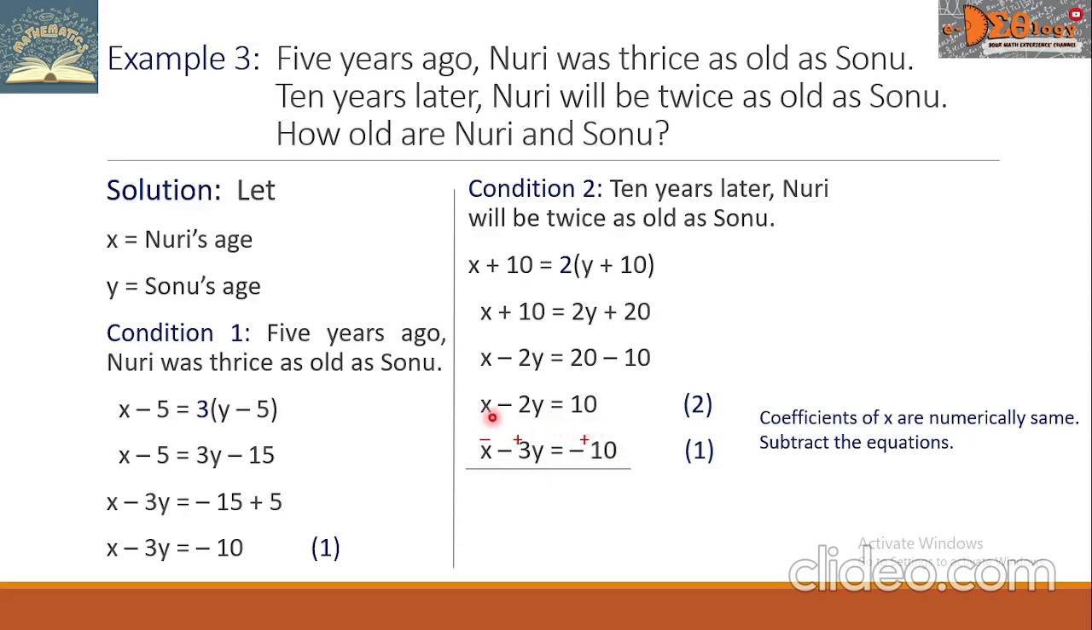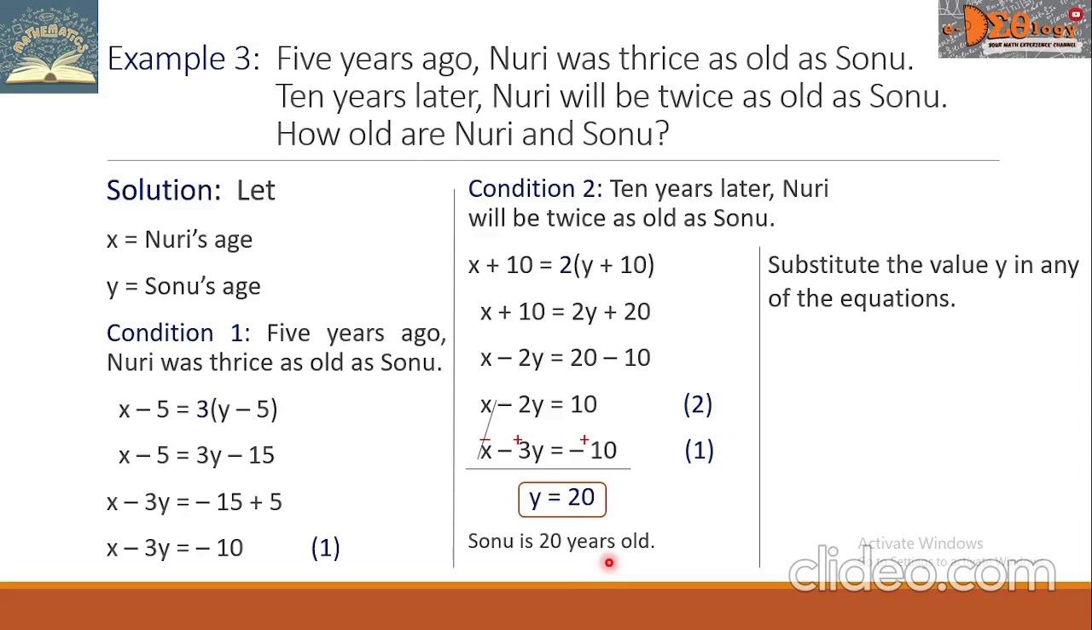Then we add. x plus negative x will cancel out. Negative 2y plus 3y is y. 10 plus 10 is 20. So this is the value of y. We said that y is Sonu's age. It means Sonu is 20 years old.